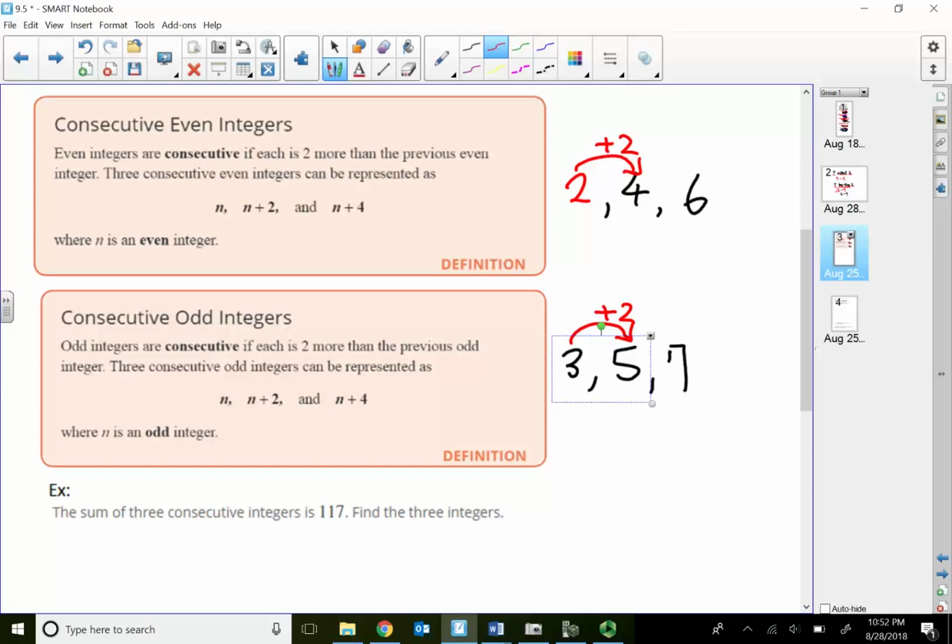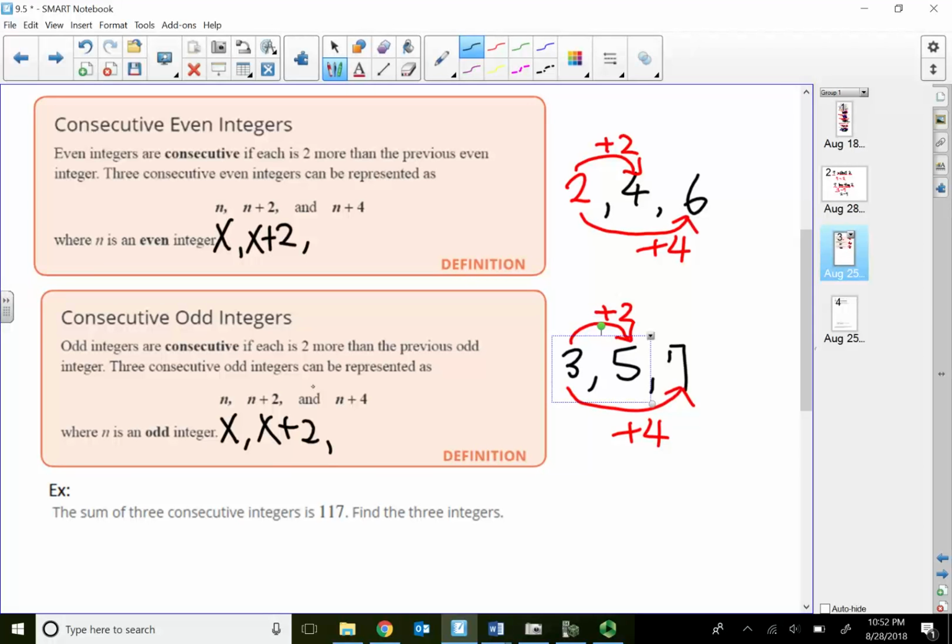If I'm starting with the first even integer and go to the third one, I have to add 4. Starting with the first odd one to reach the third consecutive odd integer, I also have to add 4. So the setup for consecutive even and odd is the same. If the first one is x, the next consecutive even or odd integer will always be the first one plus 2. The third even or odd integer will always be the first one plus 4. Okay, so let's try some examples.